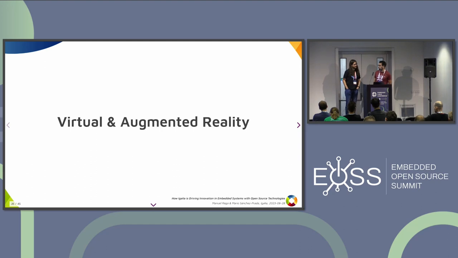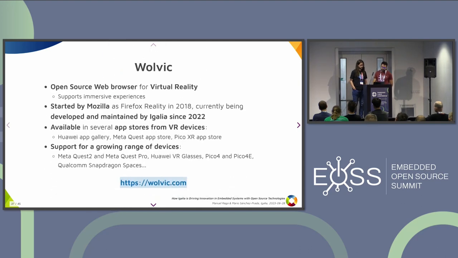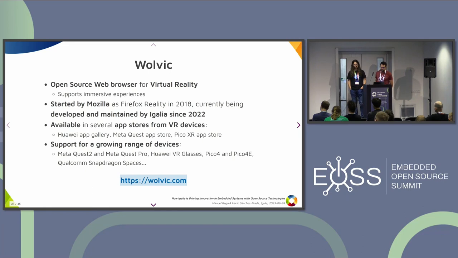this point is about virtual reality and augmented reality. Like we mentioned, Igalia is also involved in this area that is kind of emerging these days. We have a browser called Wolvic, which is the open source web browser for virtual reality. Some virtual reality headsets have their own browser, but if you look for an open source one, you will probably find only Wolvic there. And it's not only a browser to browse the web, it also supports immersive experiences like WebXR, 360 videos, and things like that.